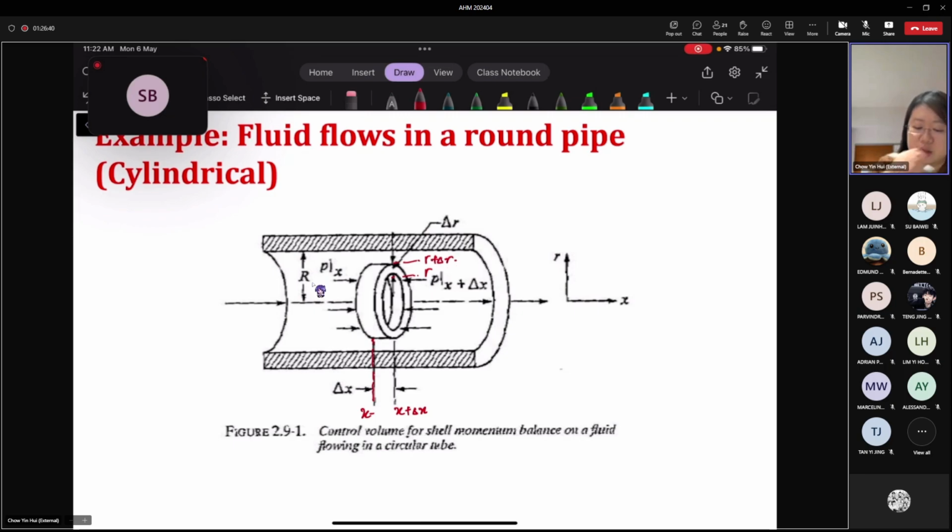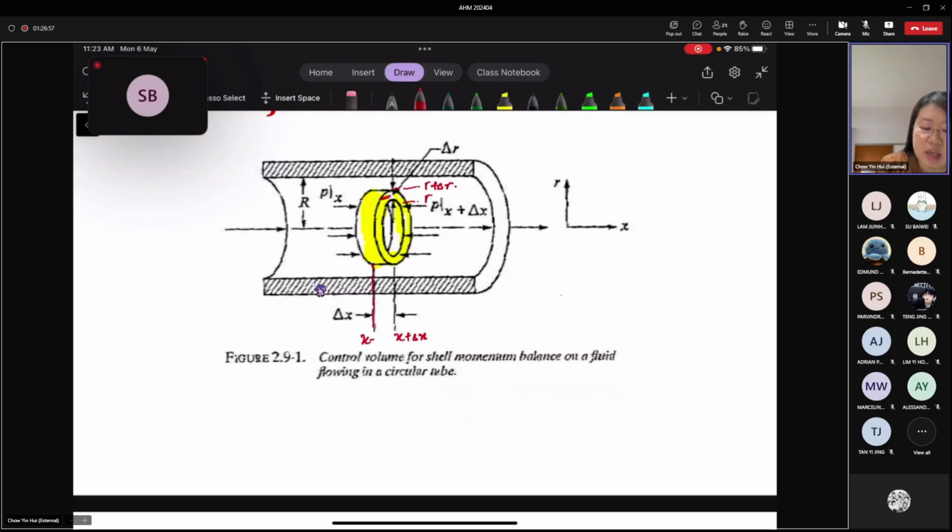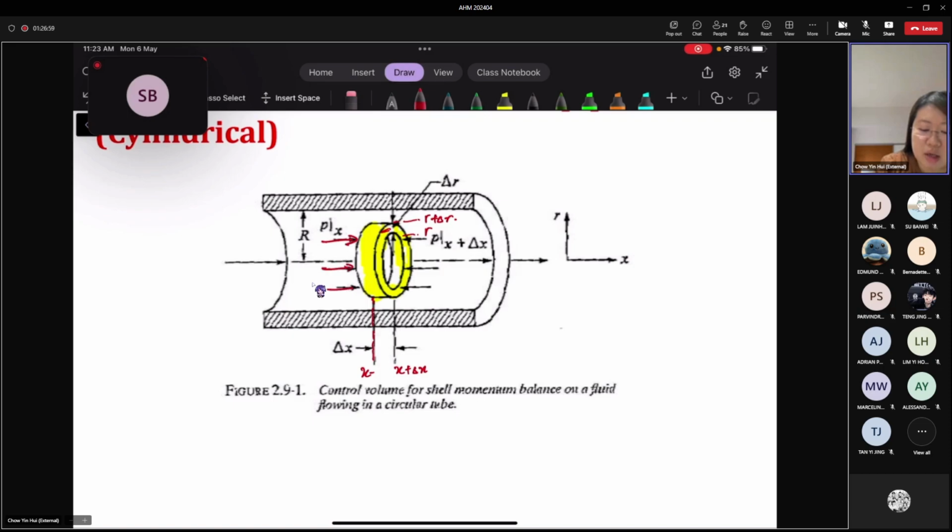So that's why you can see. So when we are analyzing this differential size here, this ring of fluid, this layer of fluid, that is differential size layer of fluid that is traveling in the x direction. So for fluid flow, in this case, there will be pressure that acts on it, right? So if you look at it, it actually acts on this surface area, this one, the ring.